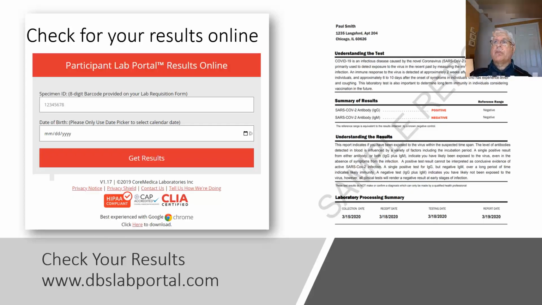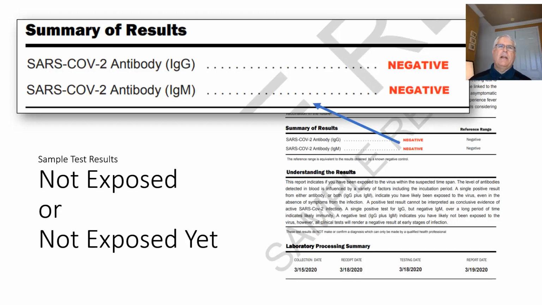There's 4 outcomes. Negative, negative. And remember, we're talking about the 2 antibodies, the IgG, the initial antibody, and the IgM, the second antibody. And if they're both negative, that means that you have not been exposed. It could also mean you've been exposed, but you tested too soon. I shouldn't say it that way. The virus is not at a detectable level yet.